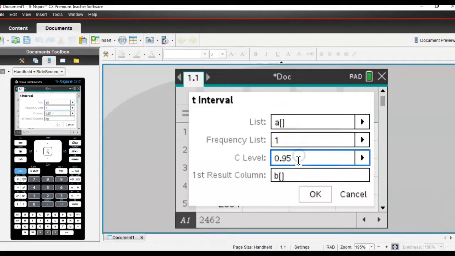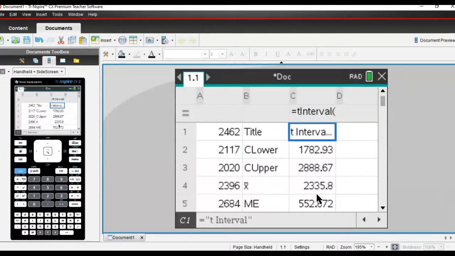You know what? I'm going to go with a slightly larger confidence level this time. I'm going to go with 99%. Again, think about what that means. In order to be 99% confident, I'm making the interval bigger to make sure that it's included, hopefully. And the results are going to be in column B. That's okay. All right. Well, that was handy.